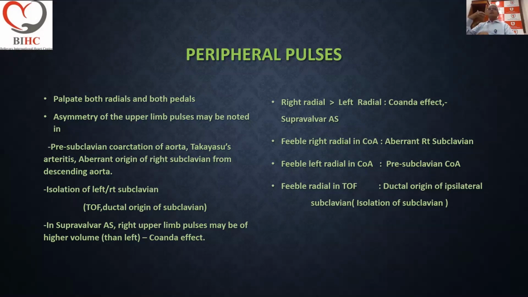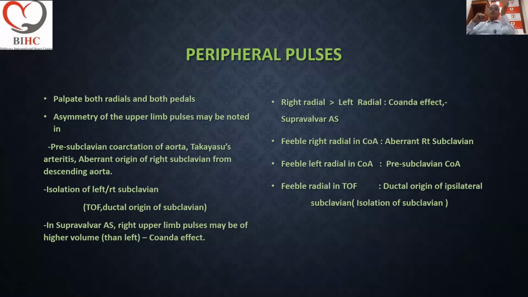congenitally, the right subclavian may not come as part of the innominate, it may come from the descending aorta, in which case that long course causes it to be compressed and the right subclavian, the right radial pulse is feeble. There is also the interesting condition called isolation of the left or right subclavian. This usually happens in tetralogy. There is a duct and the subclavian is a continuation of the duct. So it can be a continuation of the left subclavian from the duct or a right subclavian from the duct. The affected side has a lower pulse volume.